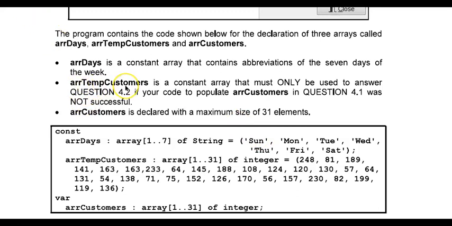Another array, temp customers, was given for 31 days, indicating the number of customers per day. And take note here that this constant array can only be used in question 4.2. And then the last was a variable array, customers, that had also 30 elements, but there wasn't any values allocated to it.